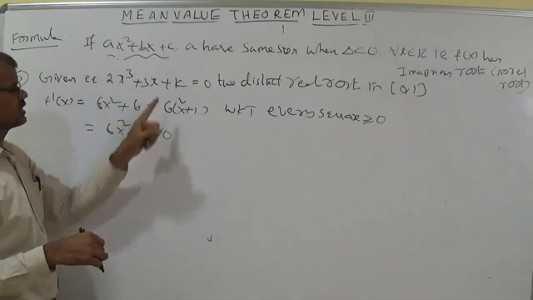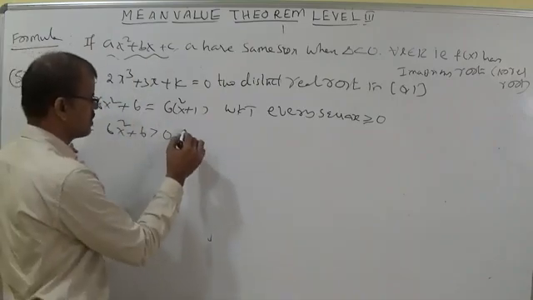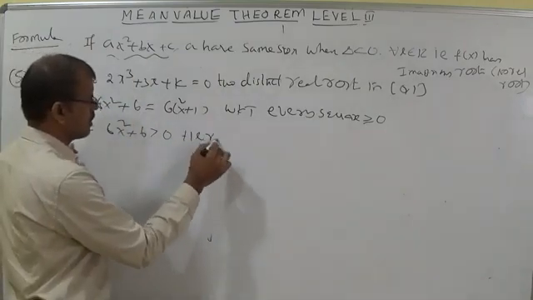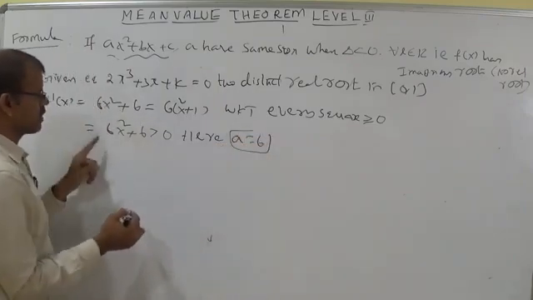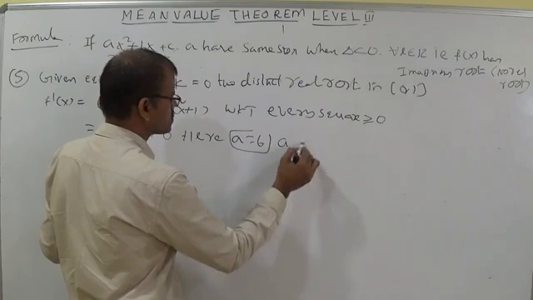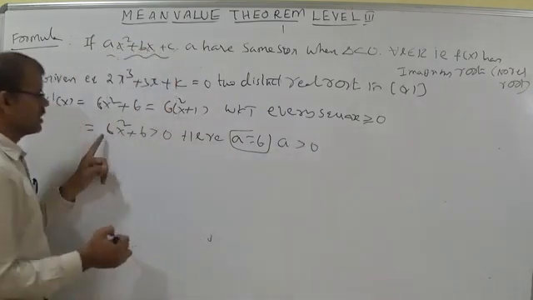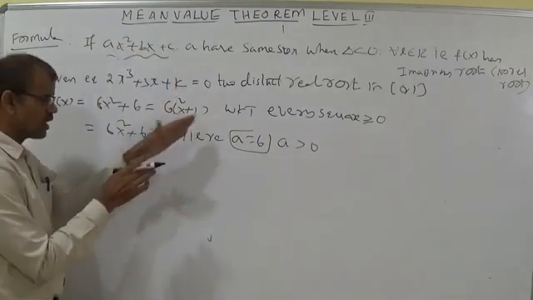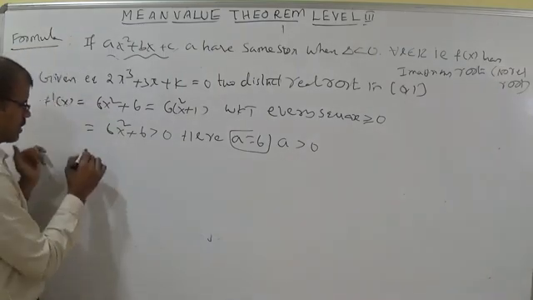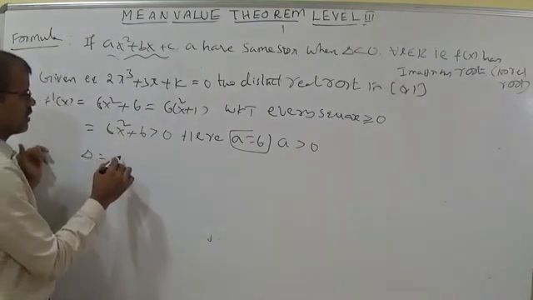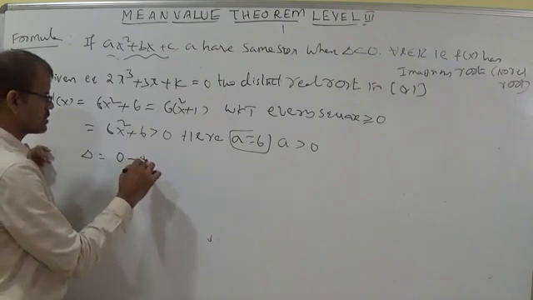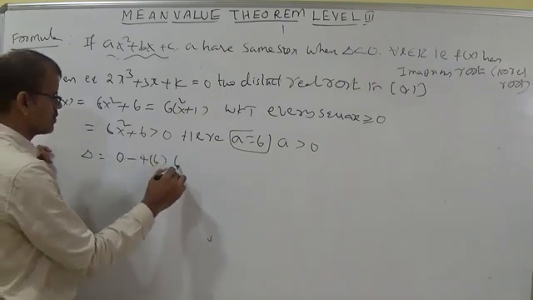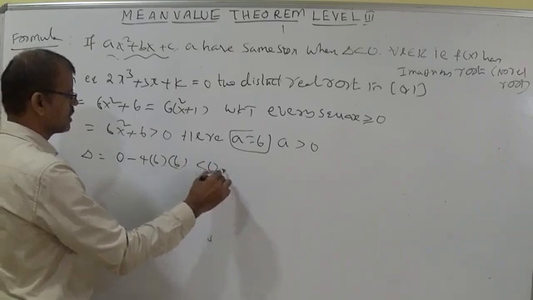For ax square plus bx plus c, the expression and a have the same sign. Here a is equal to 6, so a is greater than 0, and 6x square plus 6 is positive. Now you can calculate delta. Delta is b square minus 4ac, which is 0 minus 4 into 6 into 6. 100% you will get a negative value.